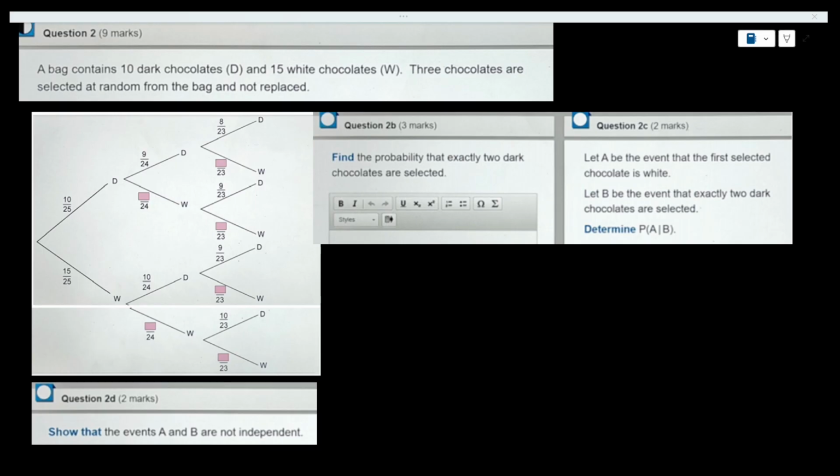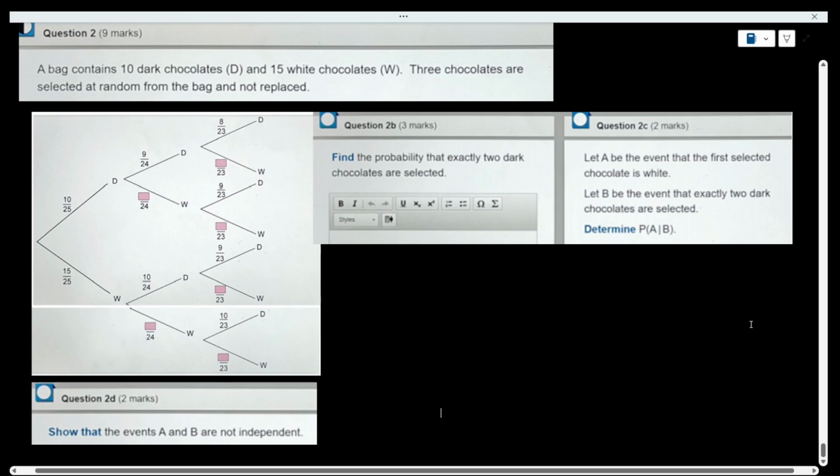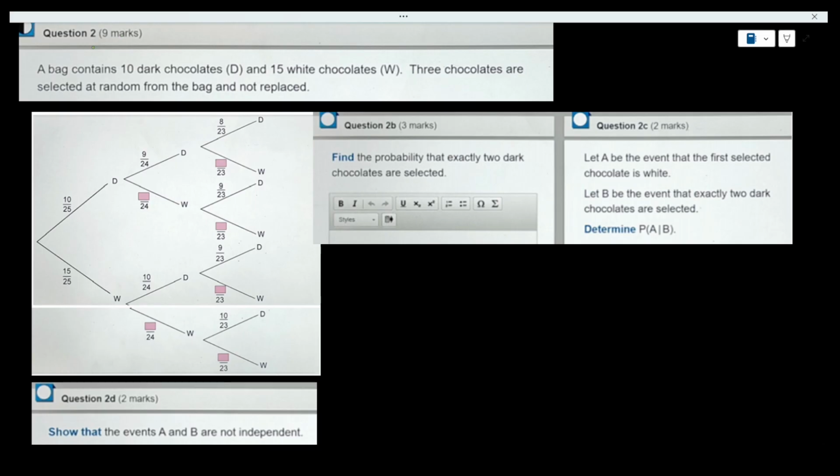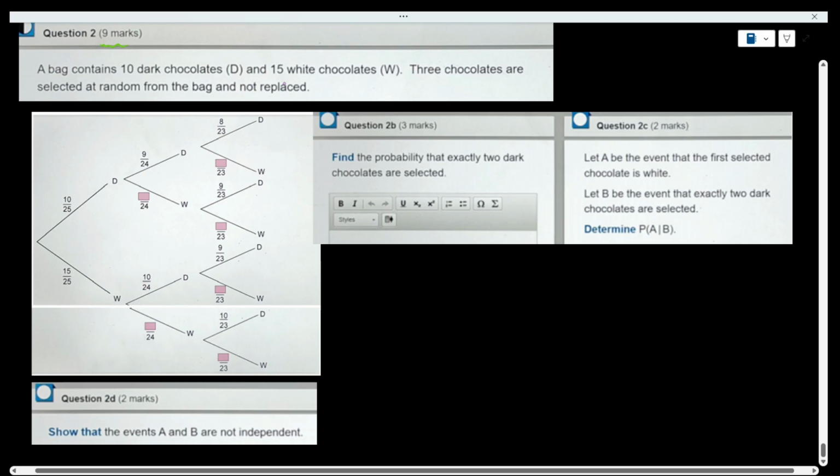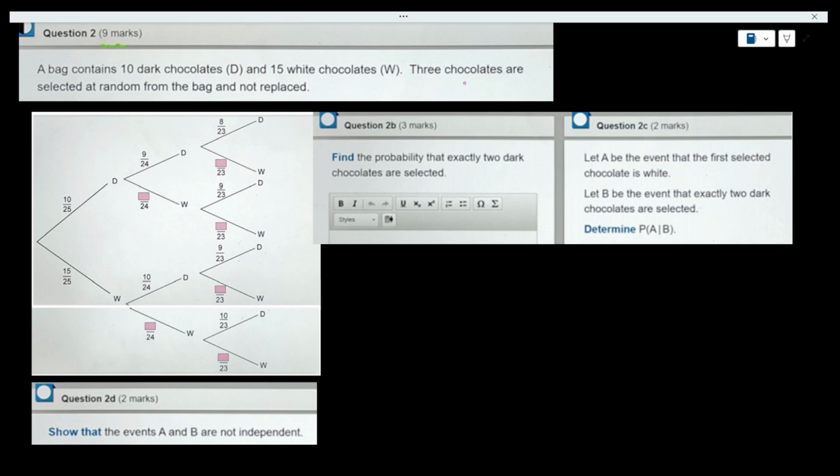Now this is another probability-based question, which is based on a tree diagram, and it is carrying 9 marks. So how do we do it? First you have to fill in the missing values. What is written? A bag contains 10 dark chocolates and 15 white chocolates, right? 3 chocolates are selected at random from the bag and not replaced. So this question is without replacement.